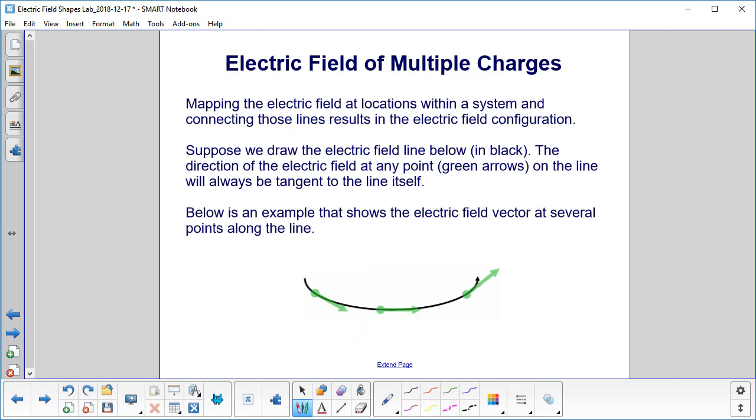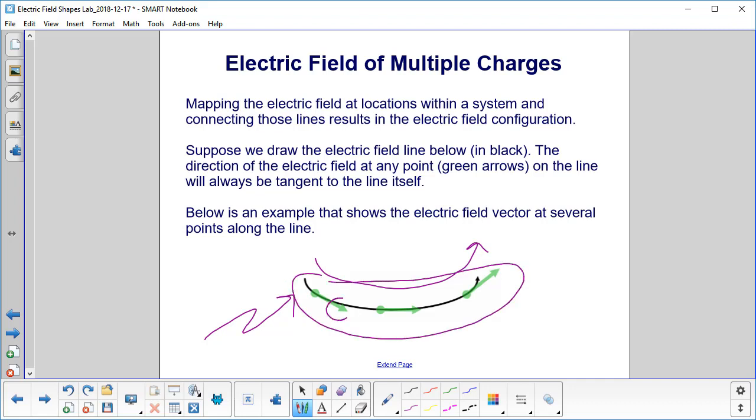Mapping the electric field at locations within a system of charges and connecting those lines results in the electric field configuration. Suppose we draw the electric field line below in black, and it's going like this. The direction of the electric field at any point is represented by the green arrows. It will always be tangent to the line itself. So here's an example of that.